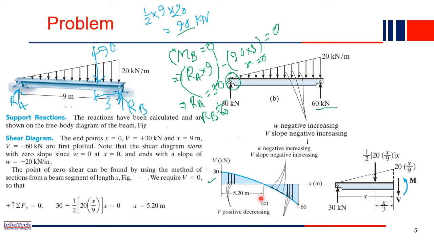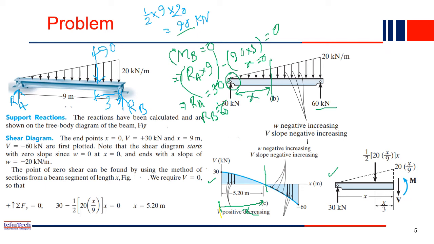Now the next question is how to find out where the shear force is zero. At this point, let's consider this distance as x. From here to here, let's consider this as x. Now draw the free body diagram of this structure. We take a section here. If you take this beam, we don't know where the shear force is zero, so we consider it as x.